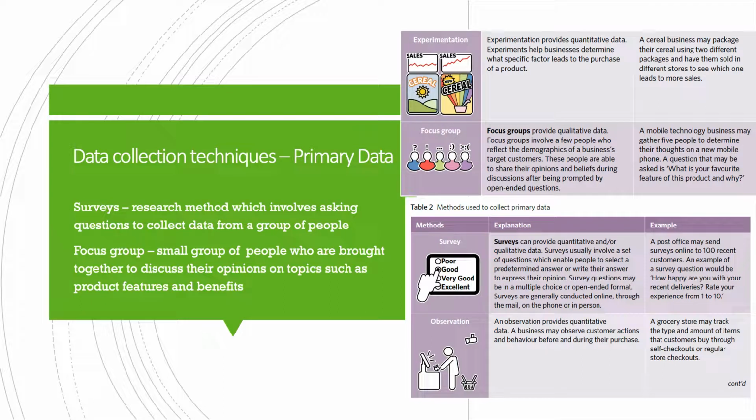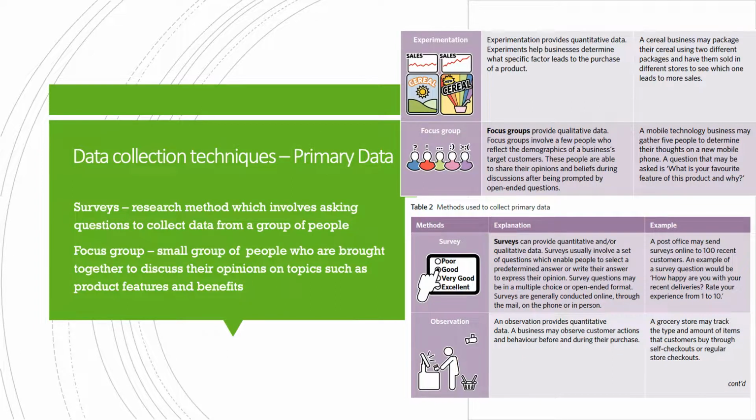So particular primary data collection techniques. So surveys are probably one of the most popular ones. So this is a research method which involves asking questions to collect data from a group of people. Focus groups are also quite popular. Small group of people who are brought together to discuss their opinions on topics such as the product features and benefits. You've got experimentation, which is providing quantitative data.